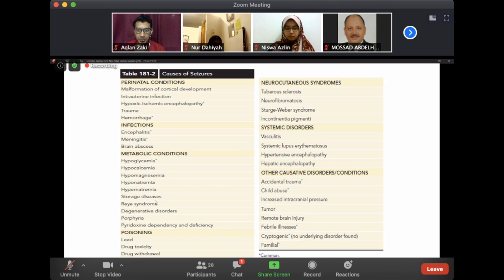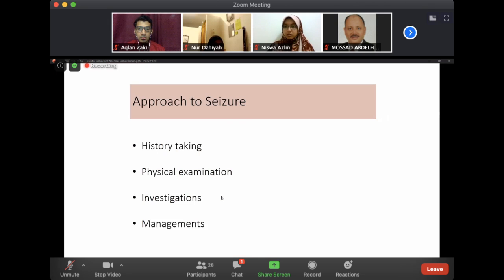Notice that there are some causes here with an asterisk, a star, which means that they are common causes. You see here, child abuse and accidental trauma, and neurocutaneous syndrome, systemic disorders, and poisoning are quite rare. Then how we approach seizure. It's normally how we approach a case, which is first by taking history, and then we proceed to physical examination, investigation, and management.